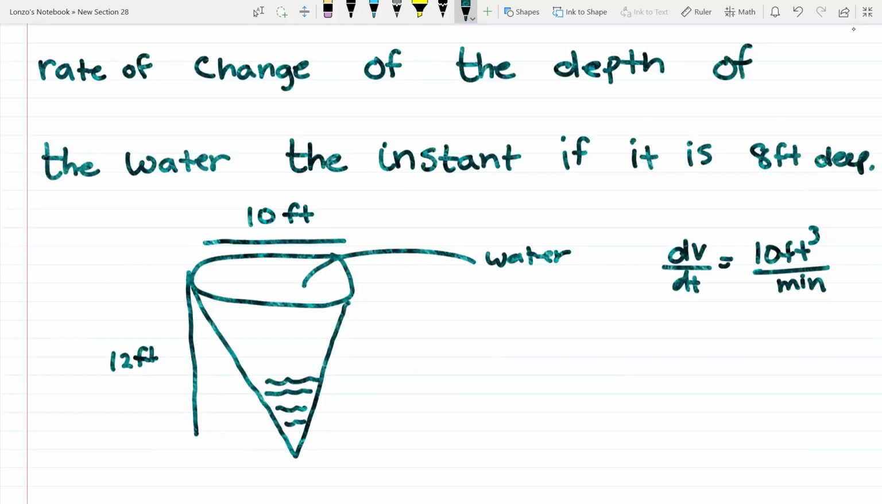First off, what formula shall we use? Well, this is a cone and we're talking about volume. So we must know the volume of a cone, right? That would be the most appropriate formula for this problem. So the volume of a cone is 1/3 π r squared times h, right?